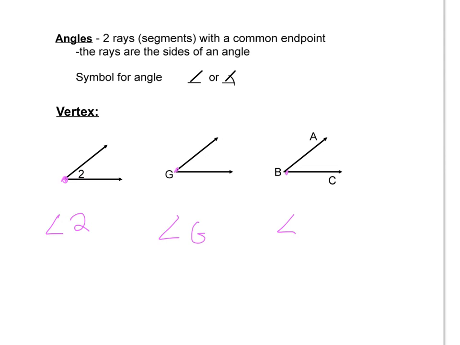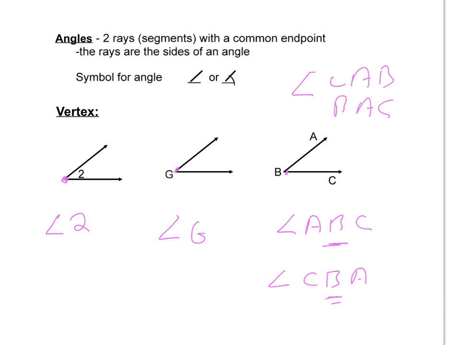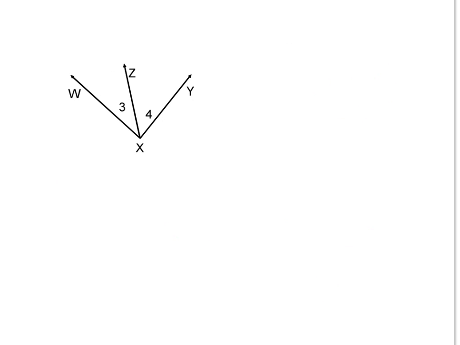So I can name this angle ABC because my middle point is my vertex. Or I can name it angle CBA because, again, my middle point is the vertex at B. This would not be correct to call this angle CAB or BAC because A is not the vertex of my angle.